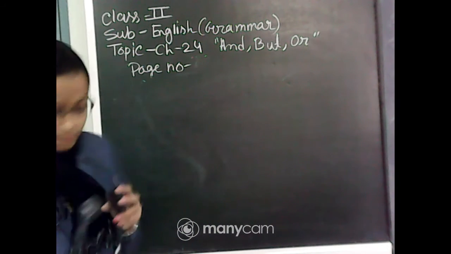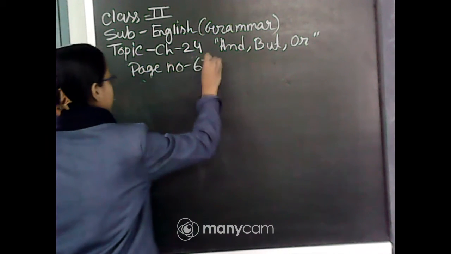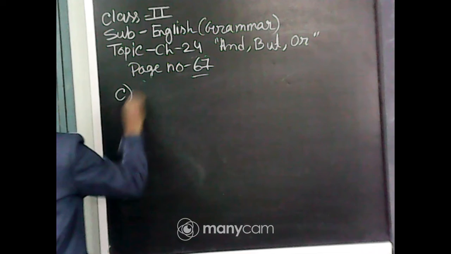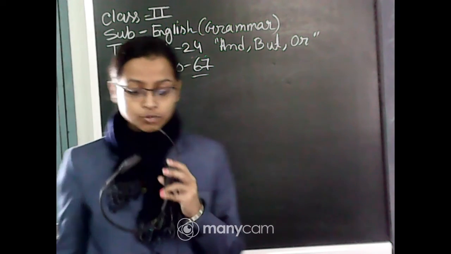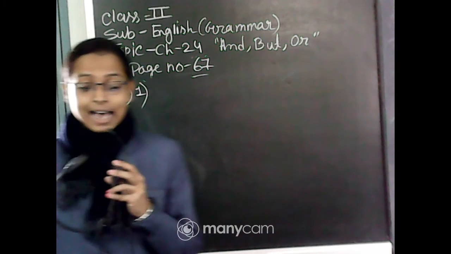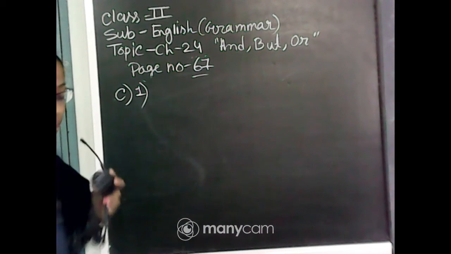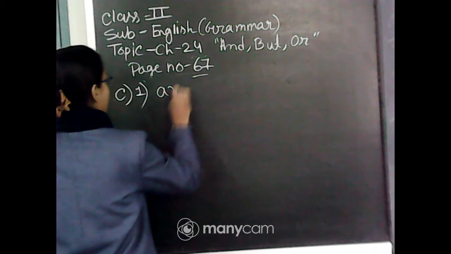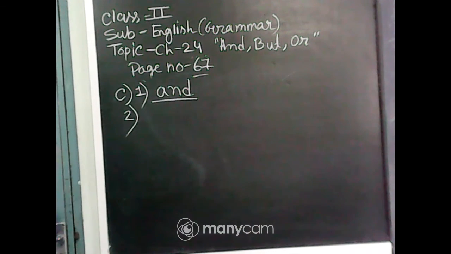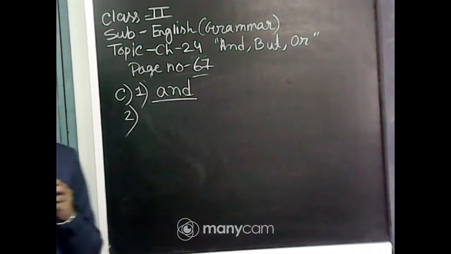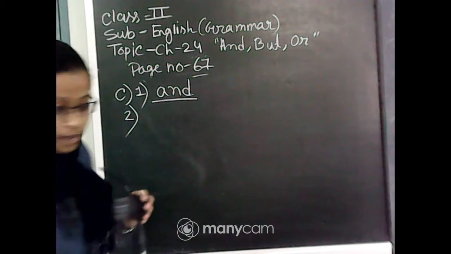Now come to page number 67. Here in the C part, you can see we need to fill in the blanks with and, or, but. Let's do this. Number 1. She sat at the table dash wrote the letter. It will be and. Right? Number 2. You can come to school by a school bus dash by your own car.